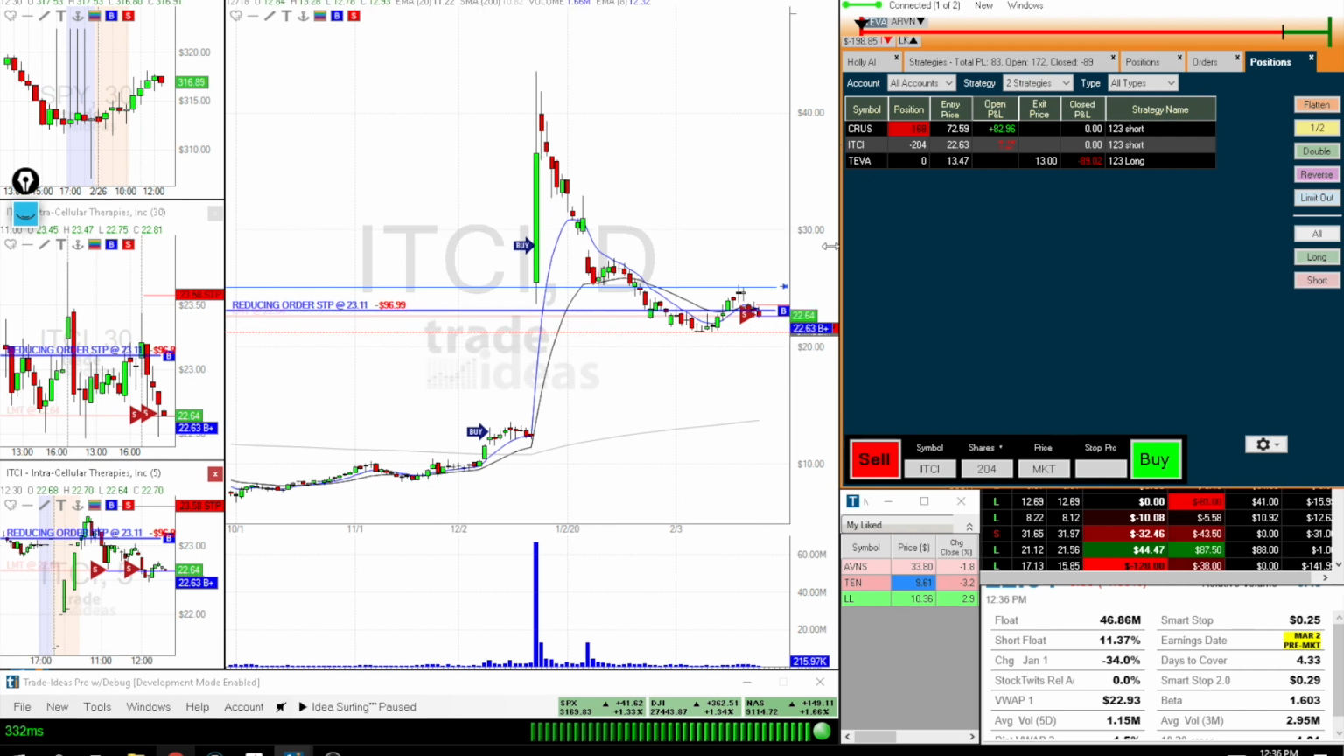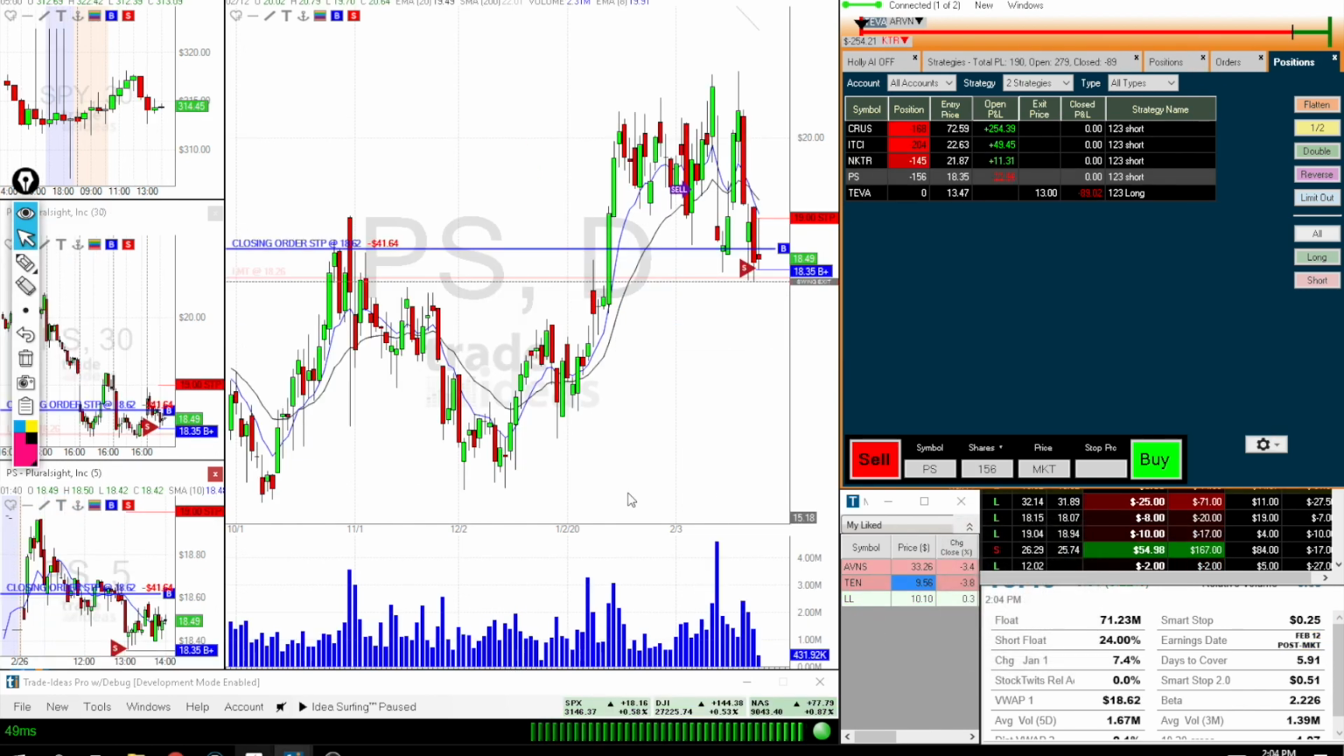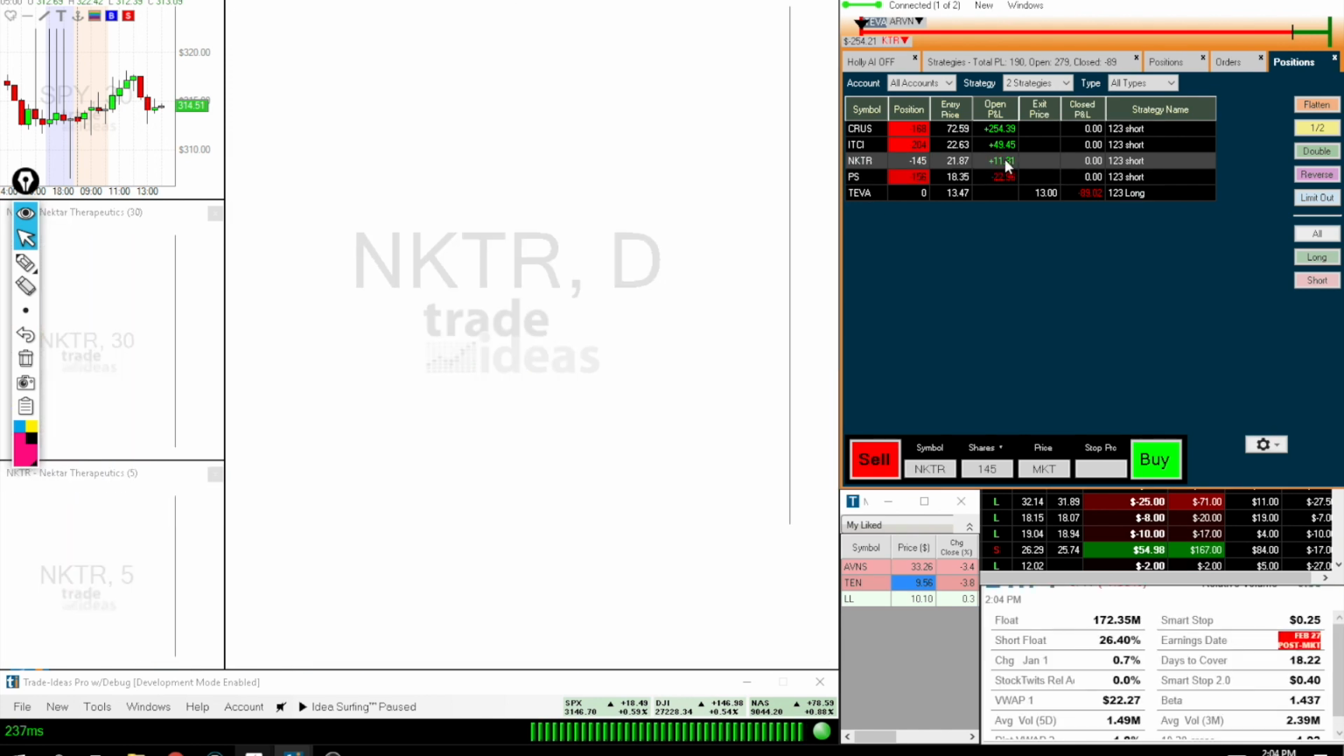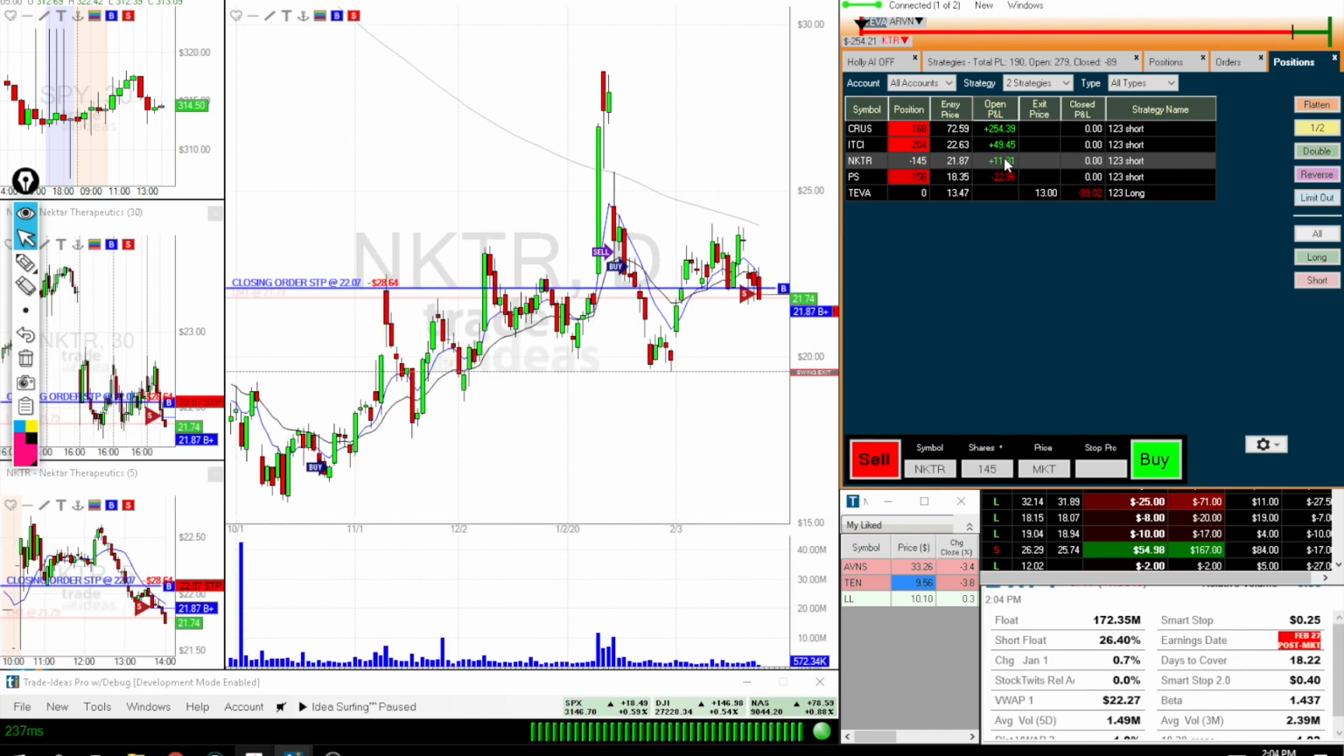I'm just able to add more and lower it down so that if we get a runner out of one of these, it will hopefully turn into an okay day. Okay, guys, here we are back on our day trades. We actually got two additions to the family here, one being PS, triggered short here, and the other being NKTR, that triggered short. So I've moved the stops down on those.